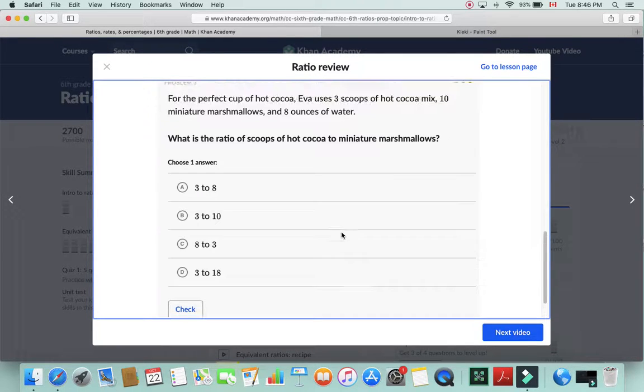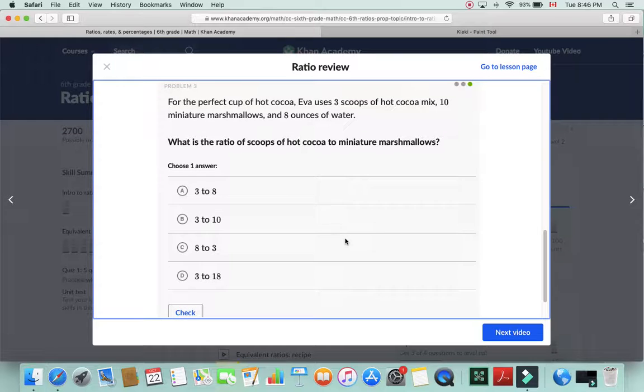Okay, last question. For the perfect cup of hot chocolate, Eve uses 3 scoops of hot chocolate mix, 10 miniature marshmallows, and 8 ounces of water. What is the ratio of scoops of hot chocolate to miniature marshmallows? Okay, so what we have to do is count how many scoops of hot chocolate.